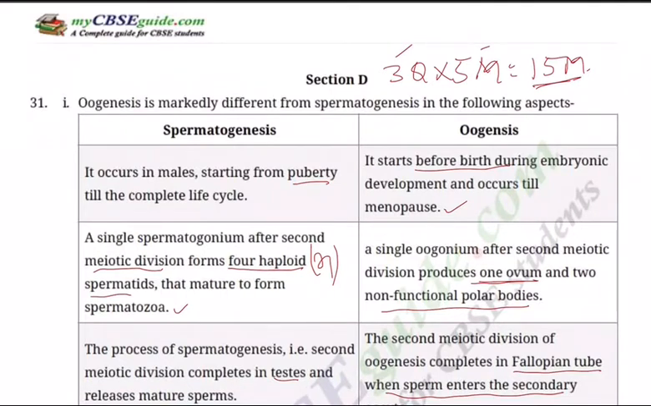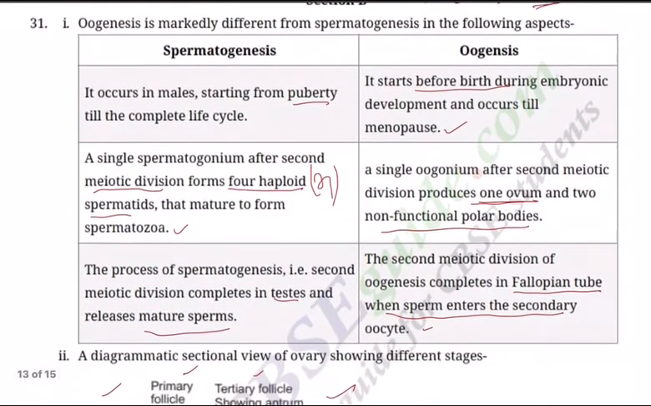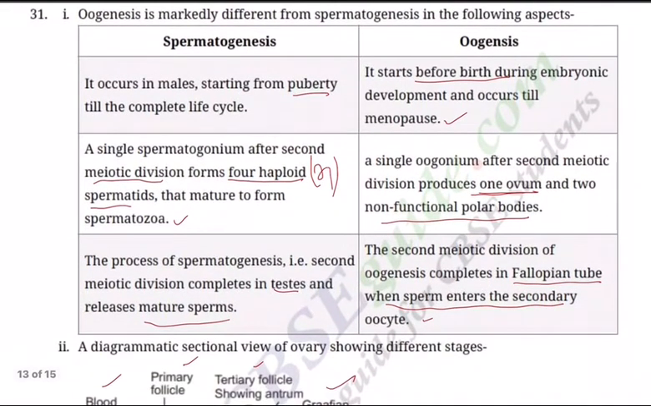He said that spermatogenesis, genesis means birth of a sperm. Spermatogenesis occurs in males starting from puberty till the completion of life cycle, whereas oogenesis starts even before birth during embryonic development and occurs till the lady reaches menopause, somewhere say 35 to 40 years. In spermatogenesis, a single spermatogonium after second meiotic division forms 4 haploid spermatids, one set of chromosomes N, that mature to form spermatozoa, spermiation we said.